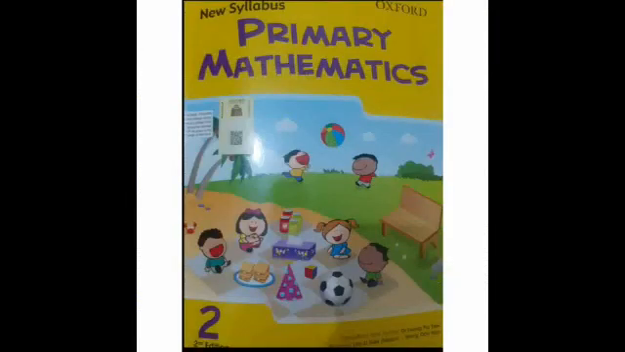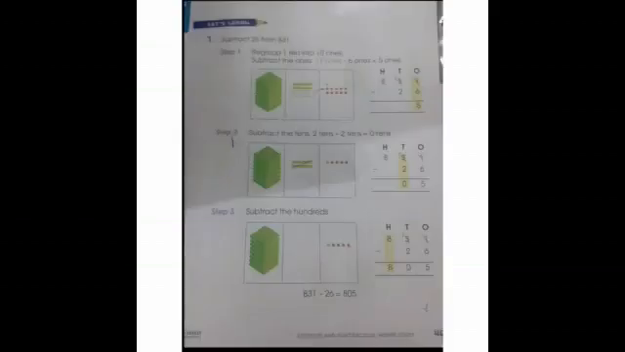Dear students, this is your colorful book. Open it at page number 45. This is your page number 45, lesson number 5, subtraction with regrouping. And the first example, subtract 14 from 31, and this example on page number 46 you have done in your previous lecture. Now move to the next page.